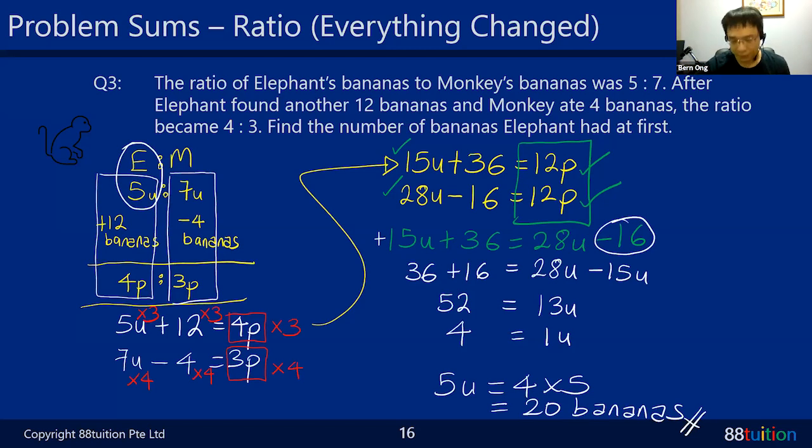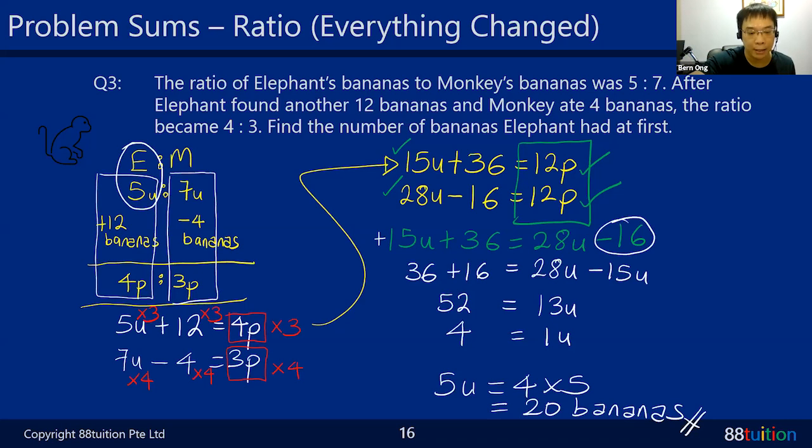All right, very good. The important thing is you understand so that you can use this method to attempt more of your questions. Yes, Chloe, it's 20. It's not 0.2. Don't write 0.20. There's a difference between 0.2 and 20. Be careful. The answer is 20, not 0.2.